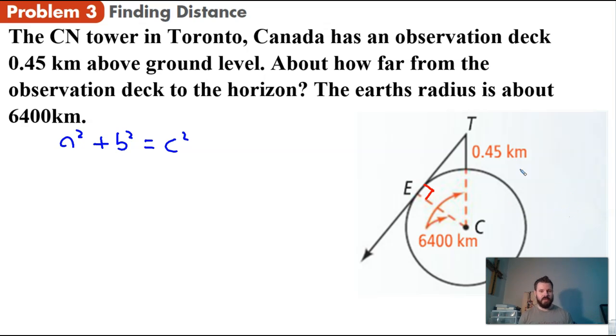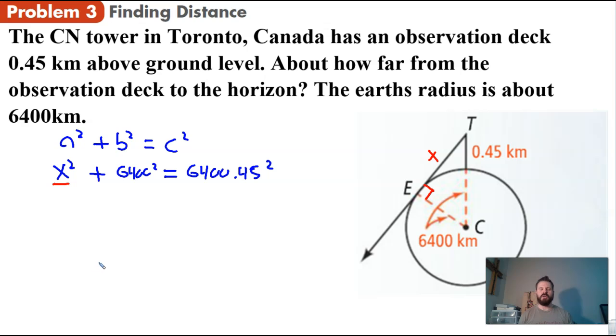Let's plug in our a and our b. We could say a is this distance we're looking for here, this x. So we have x squared plus the b we could say is this 64,000 squared, is equal to then my hypotenuse, kind of like in the last problem, made up of 64,000 plus the 0.45. So we could just say 64,000.45 squared. So we've got to solve this for x.